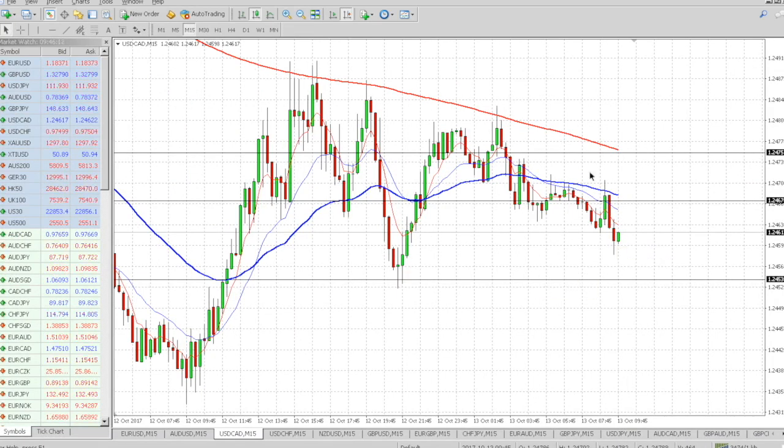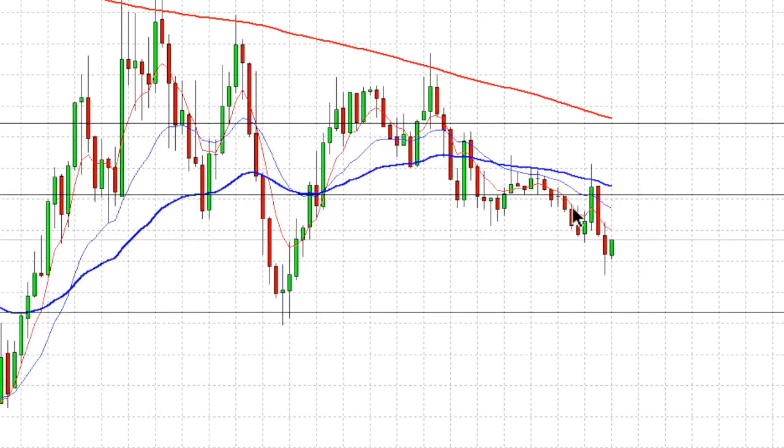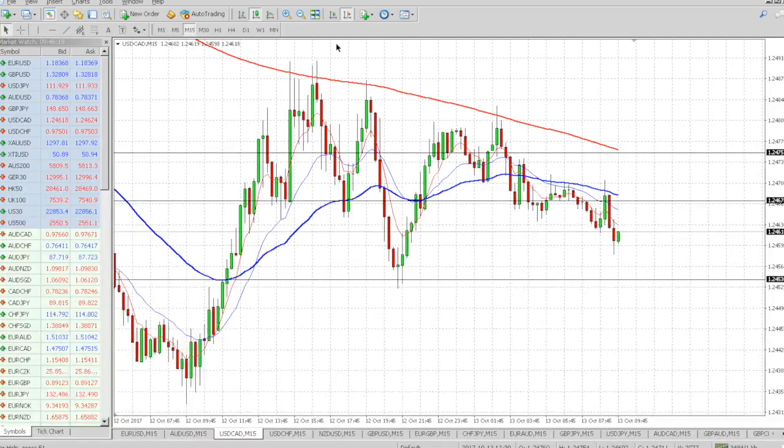So you can see it's a clear downtrend, with the 618 below 50, 50 below 200. And again, you check with the hourly candles as well. So that's what I do.